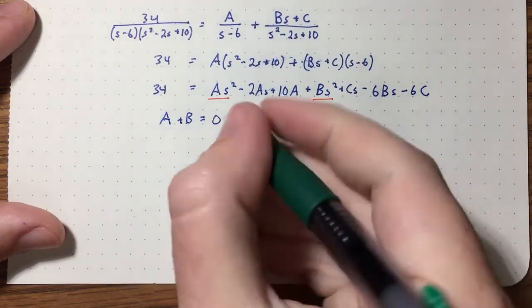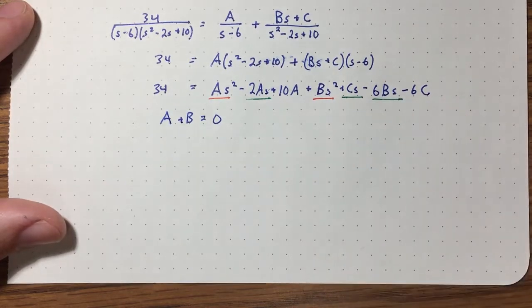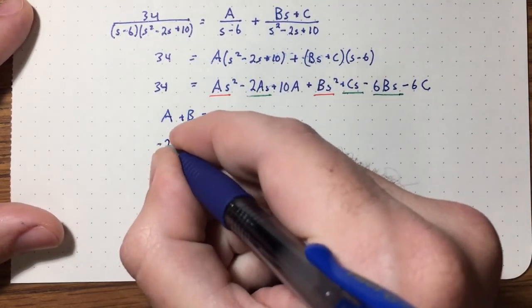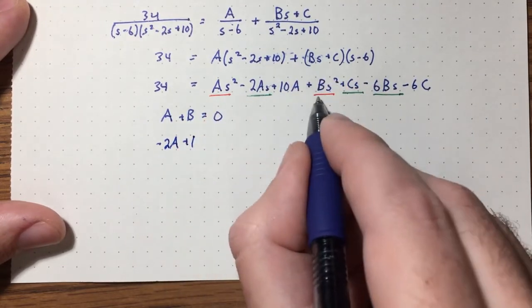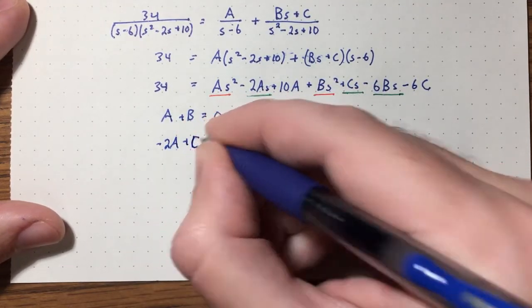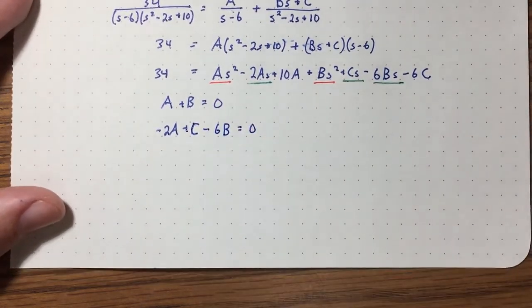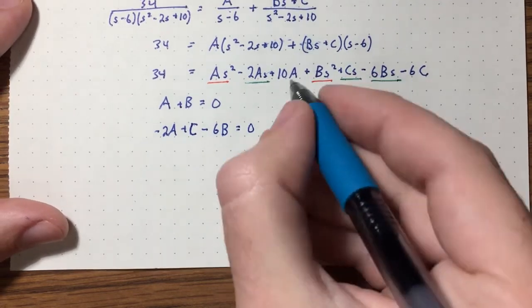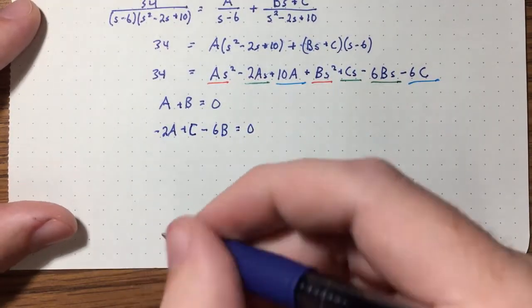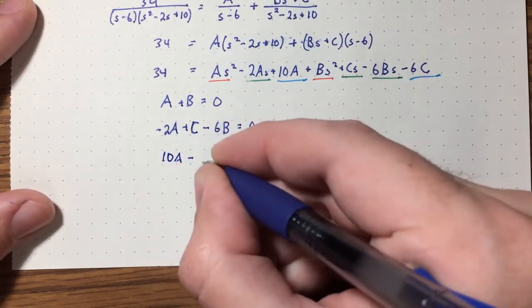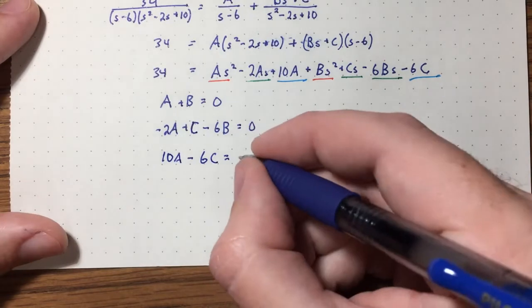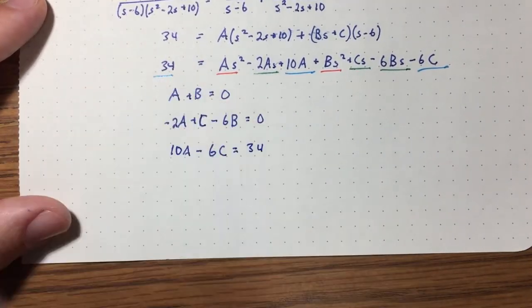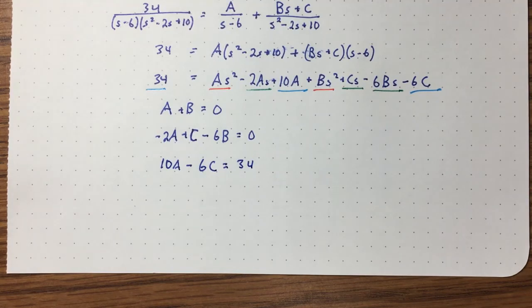Now let's look at the s terms. I have that one, I have that one, and I have that one. This tells me that minus 2a plus b, sorry, not plus b, that's the red one, plus c, minus 6b has to equal 0. Okay. And then finally, I have my constant terms, that one and that one. So 10a minus 6c has to equal, oh, not 0 in this case. That has to equal 34, because I do have a constant term over here. Okay, so now we have a system of three equations, and it's not as easy to solve as the one we had last time.